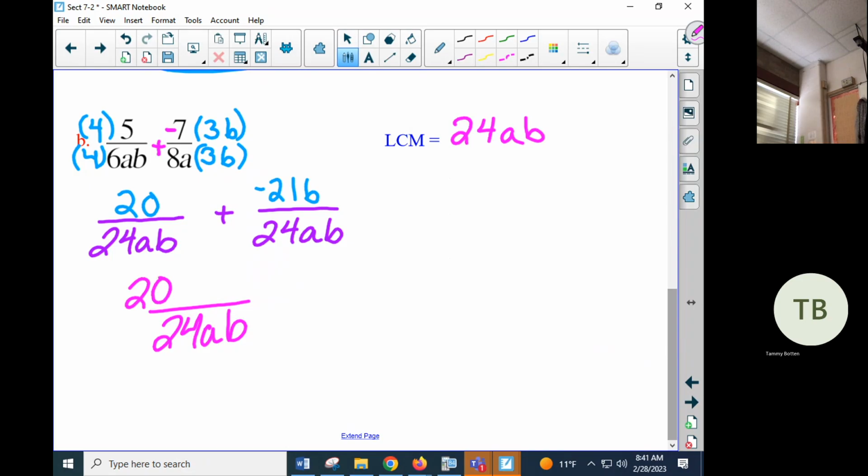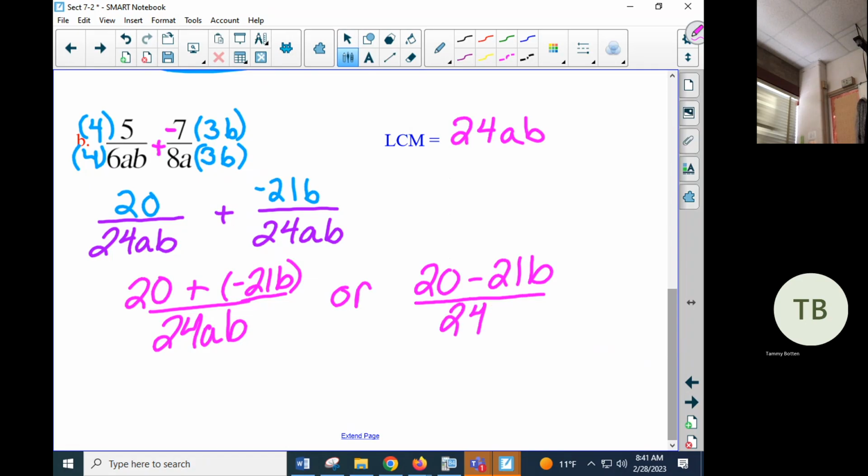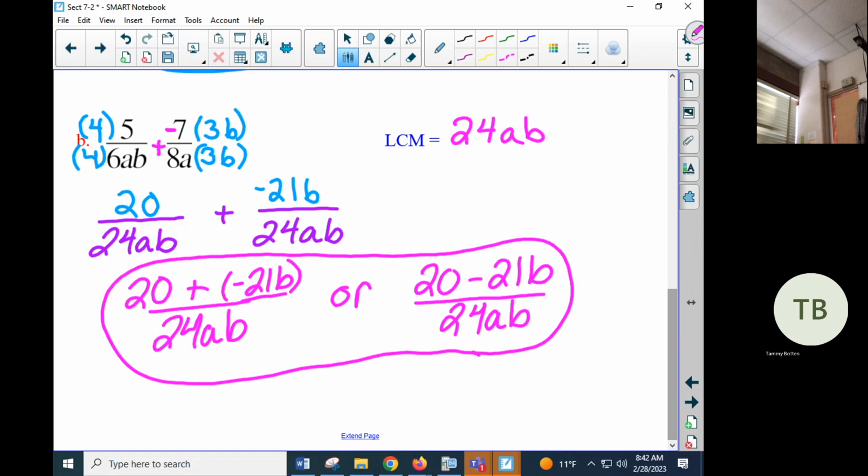And I could write this one of two ways. I could go plus, and usually if you're adding a negative, you put the negative in parentheses like that. And that's completely acceptable to leave it like that. Or you could write it as 20 minus 21B. But plus a negative is the same as subtraction. So you could have written that either way, whatever you feel more comfortable with. So those are two ways to write that.